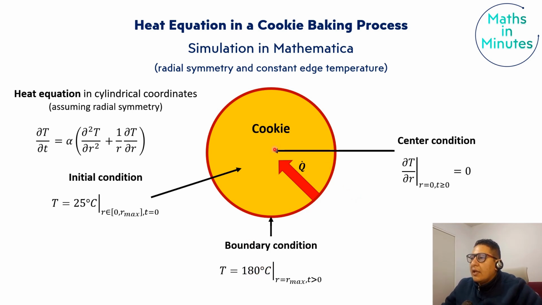Also, in the center, we have a central condition, or the symmetry condition indeed, that is the derivative of the temperature with respect to the radius is equal to 0. So the partial differential equation we are solving is this one. The initial condition is this one, the boundary condition and the center condition is this one. So let's go ahead to the code.